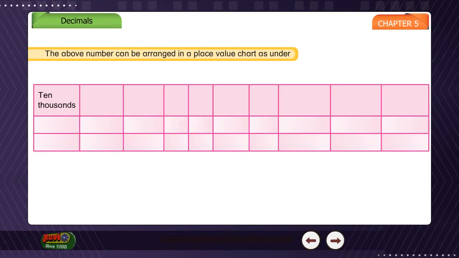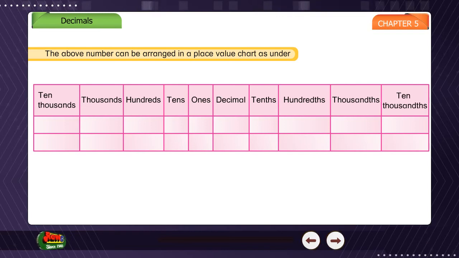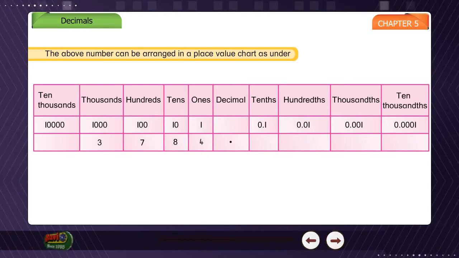Ten thousands, thousands, hundreds, tens, ones, decimal point, tenths, hundredths, thousandths, ten thousandths. Their values are 10,000, 1,000, 100, 10, 1, 0.1, 0.01, 0.001, 0.0001. The digits are 3, 7, 8, 4, then 8, 1, 3, 6.